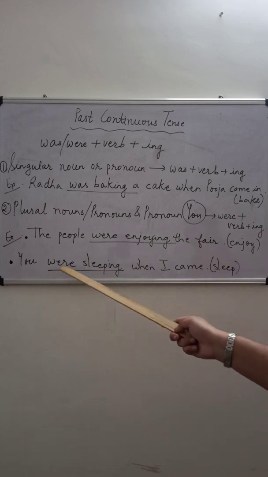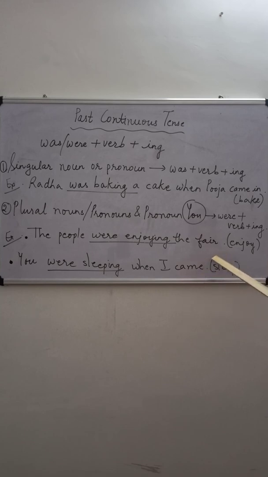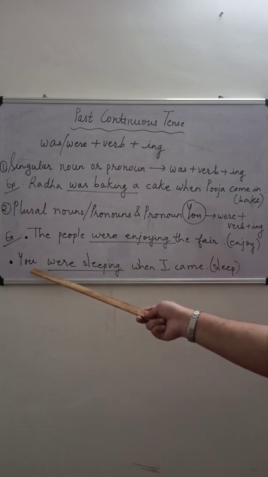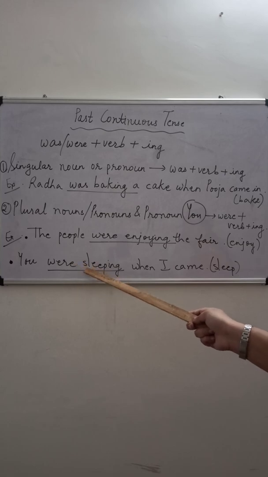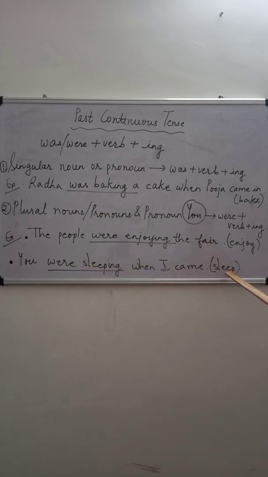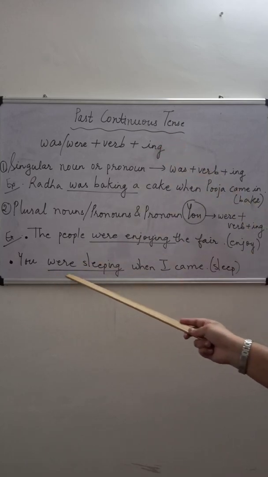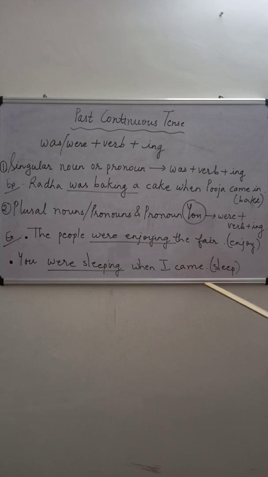Second, you sleep when I came. We have to write the past continuous tense form of the verb sleep. So with the pronoun you, we use were. So first we will write were plus the ing form of the verb. So sleep becomes sleeping. So in the past continuous tense, the sentence becomes you were sleeping when I came.